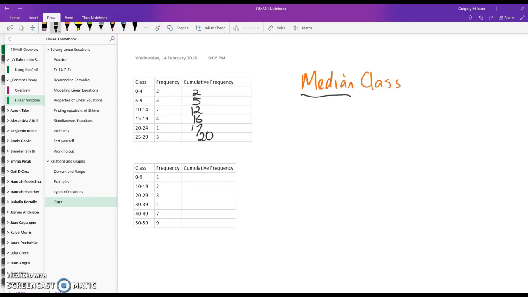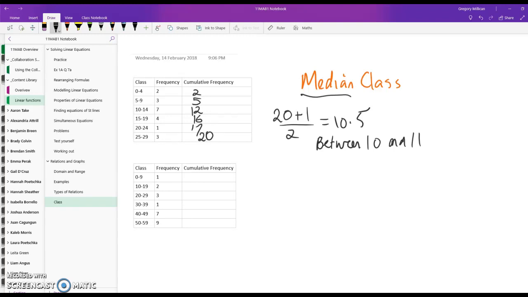So if I want to find the median class, and I've got 20 pieces of data, to find the median I add 1 and divide by 2, which is our rule. So 21 divided by 2 is 11.5. So my median, no it's not, it's 10.5. Good mathematics, 10.5. So my median is between the 10th and 11th piece of data.